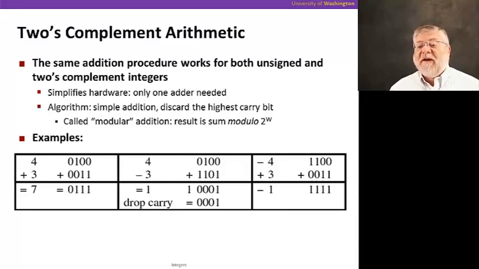The dropping carry makes this modulo addition, so we say that this is addition modulo 2 to the w, or modulo 256 in this case, with w equal to 8. Or in the examples here, with w equal to 4, it's modulo 16.